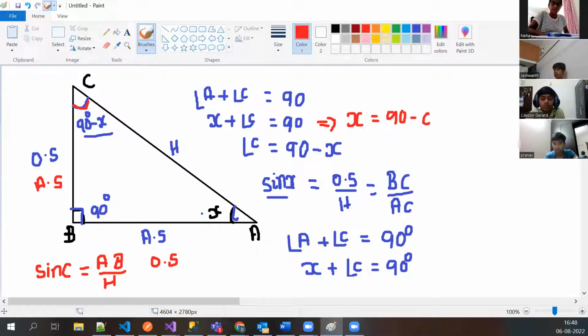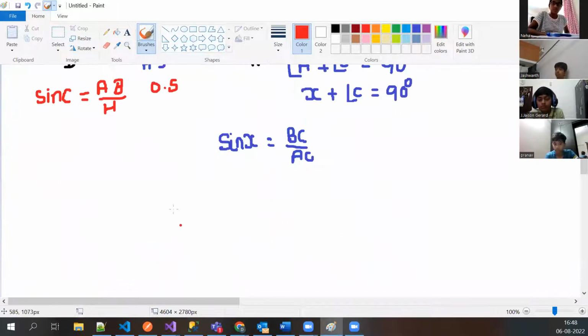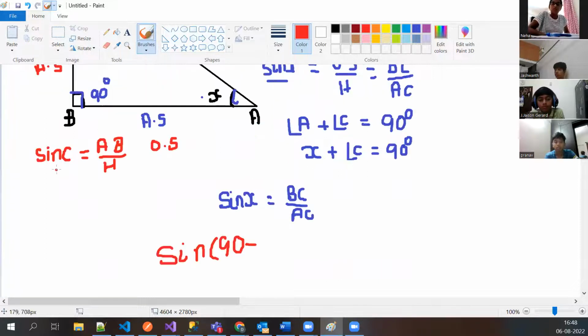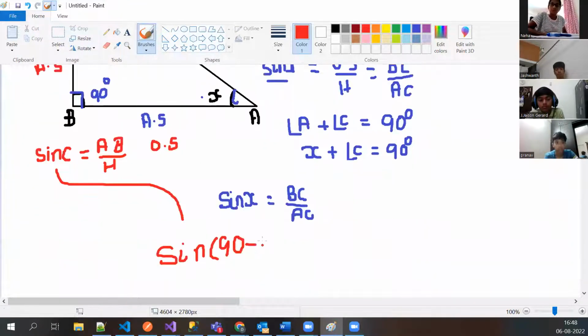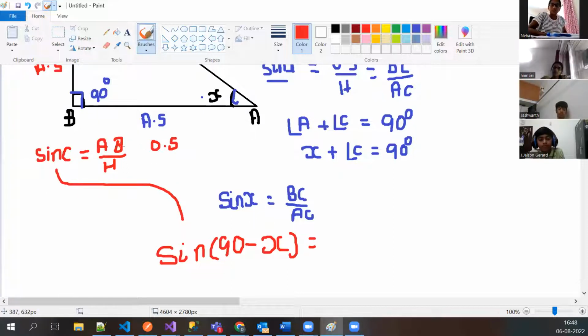Can I write like this? So what happened over here? Sine of 90 minus C, I am replacing with 90 minus X. Sine of 90 minus X, right? Equal to. So what is this?